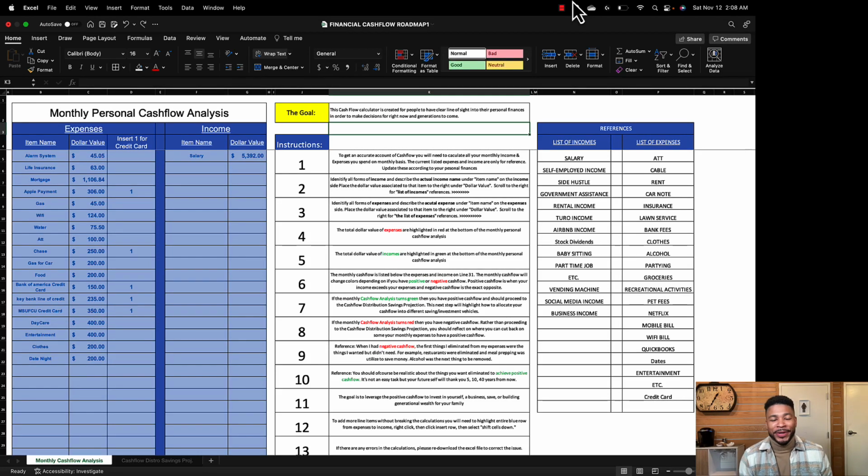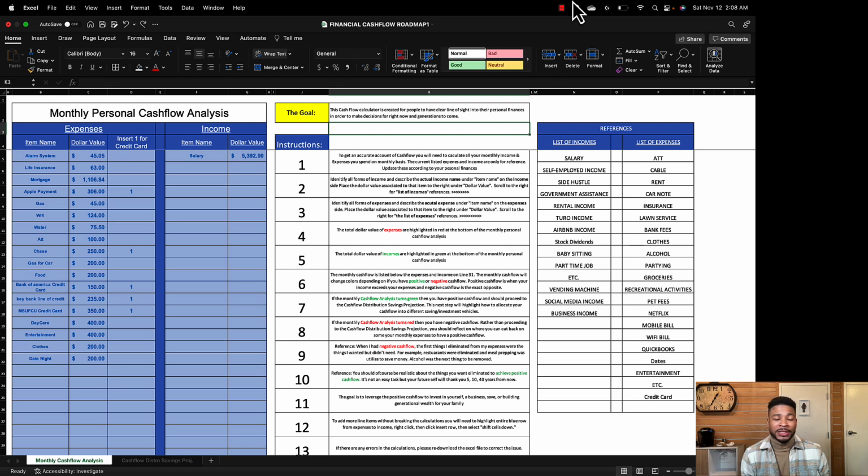My name is Darius Beard, and I am the creator of the monthly cash flow analysis tool. I first want to say I am not a financial advisor. If you're looking for financial advice, please seek a financial advisor. But I did create this tool specifically for people to have more clarity into their finances and more insight into their monthly cash flow.